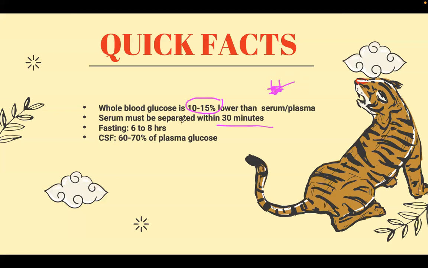Number 2, the fasting recommendation for the fasting blood sugar or your FBS is around 6 to 8 hours plus. Please do take note na iba-iba po siya per institution, but as per our textbook, it must be 6 to 8 hours. And then for the CSF, it has 60 to 70% of your plasma glucose.